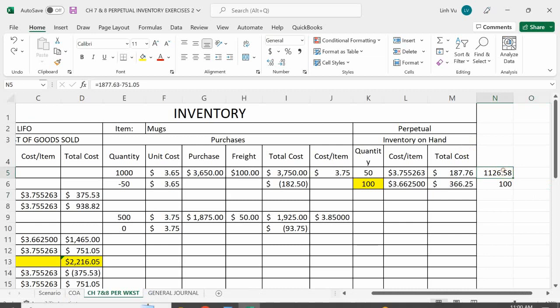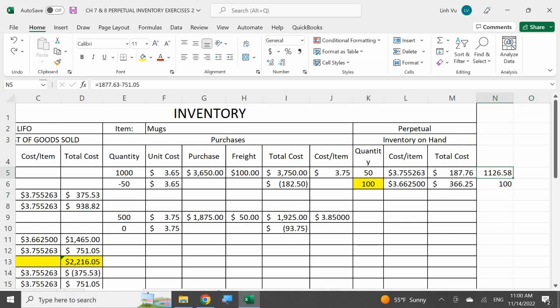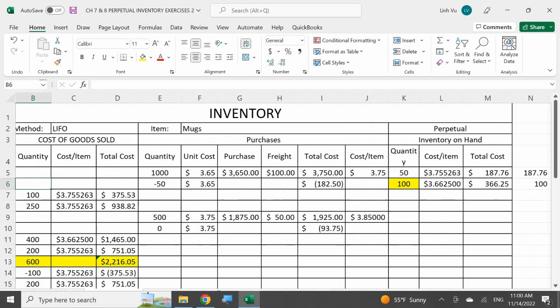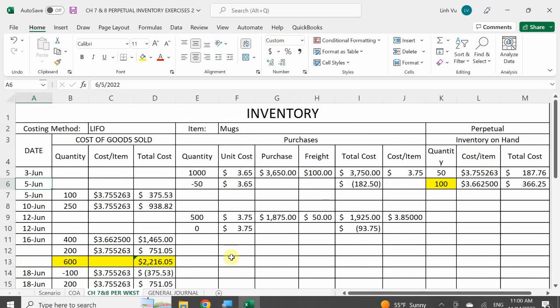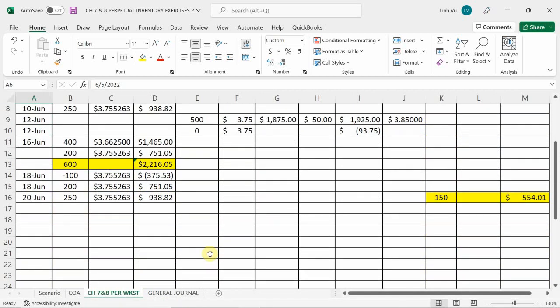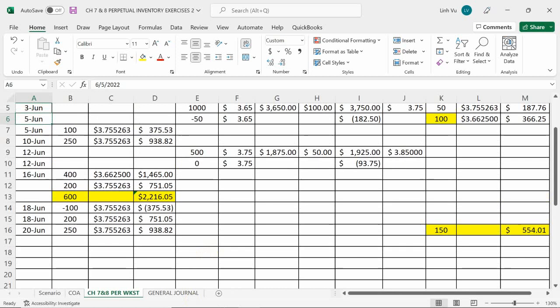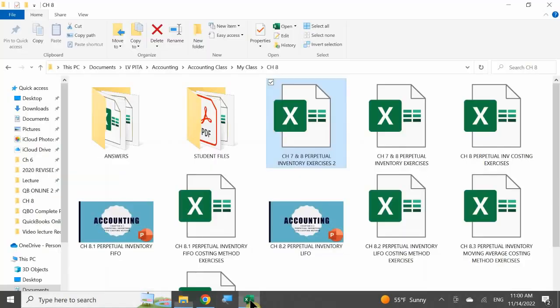$1,126.58 minus 398.82. You should get $187.67. Okay, so good. So right now everything has panned out even. So you got $938.82.